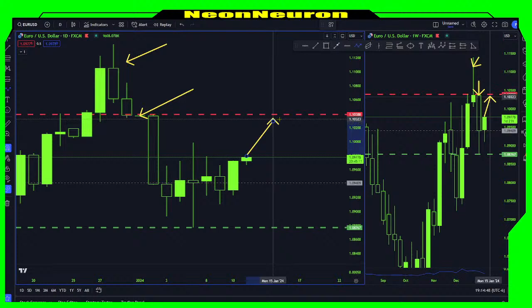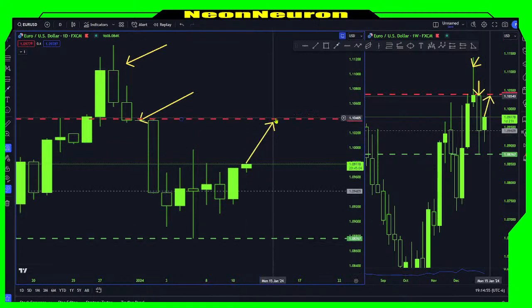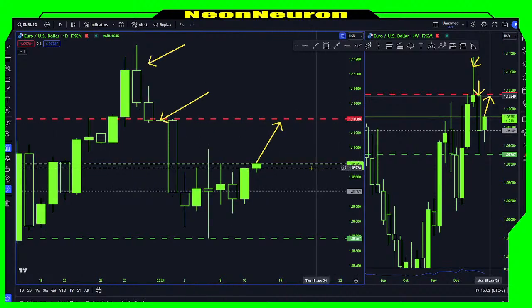Oh man, I picked the wrong one. Let me just delete that. That's why this area right here is an area that we're looking at for interest in price.